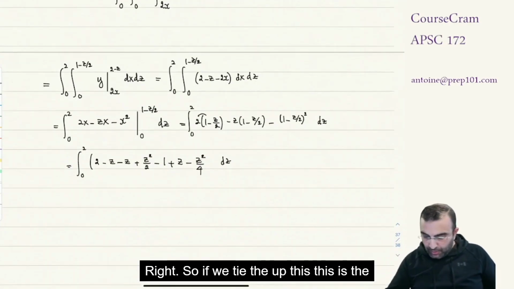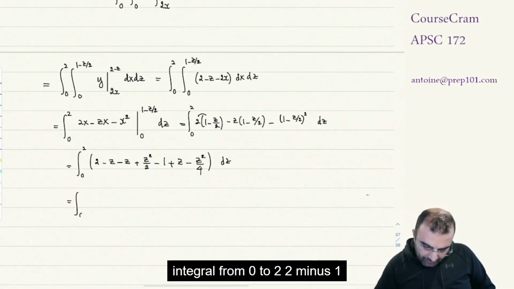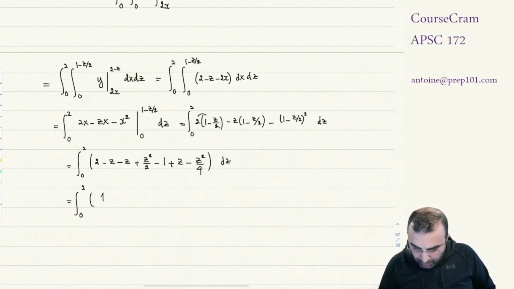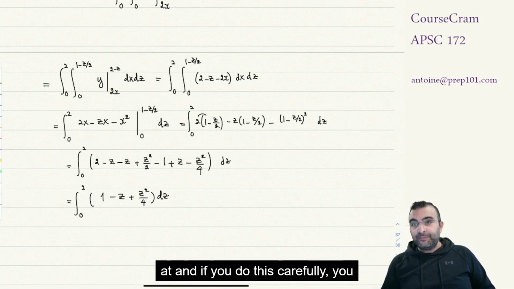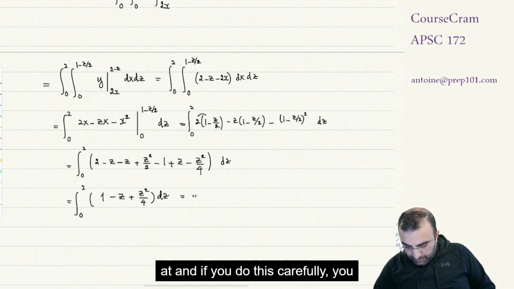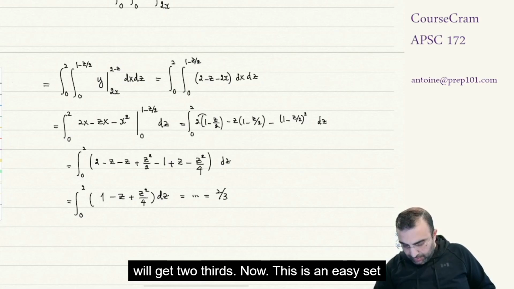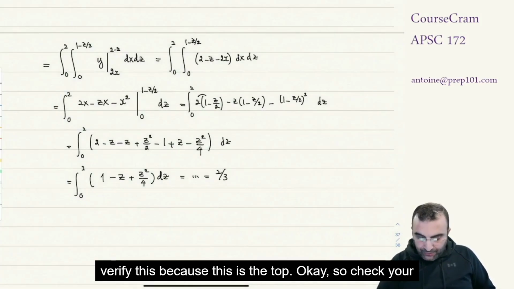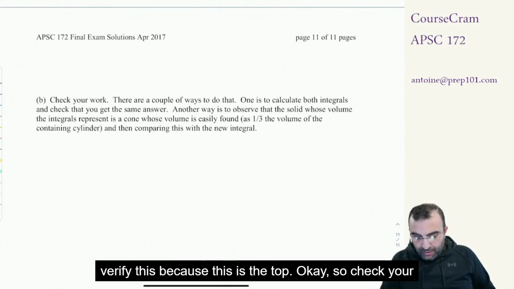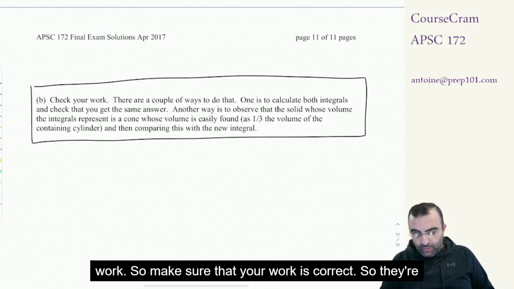Right, so if we tidy up, this is the integral from 0 to 2 of 2 minus 1, which is 1, minus z plus z squared over 4 dz. And if you do this carefully, you will get 2/3. Now this is an easy z integral. Now, I'm sure they're going to ask us to verify this. Okay, so check your work. So make sure that your work is correct.